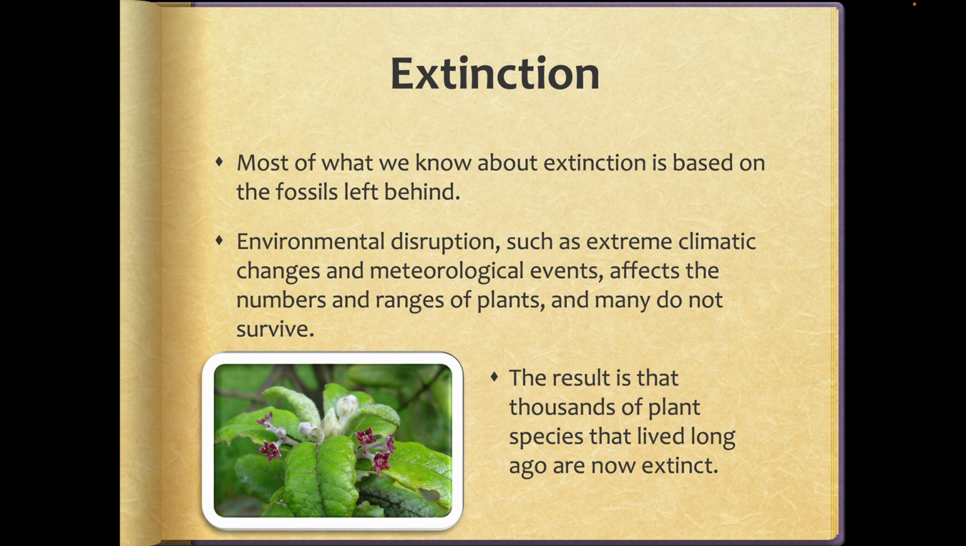Just like with animals' extinction, most of what we know about the extinction of plants is based upon the fossils that are left behind. Environmental disruptions such as extreme climate changes and meteorological events affect the number and the ranges of plants, and sadly, many do not survive. The result is that thousands of plant species that lived long ago are now extinct.